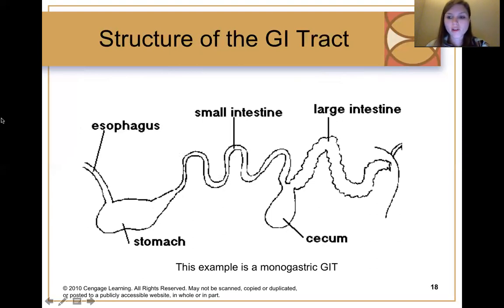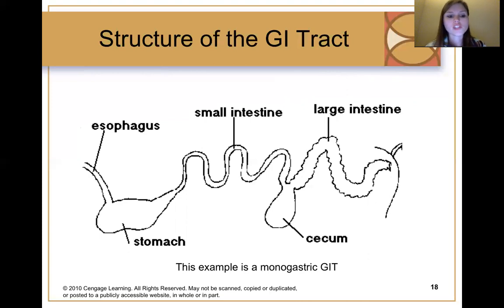So I know we've been over this several times before, but just to give you a quick review on the structure of the GI tract, just a simple one. So this would be a monogastric GI tract. So for most of the things we'll talk about, we'll lean on the side of monogastrics because there are more of them and they have a little bit of a simpler system.